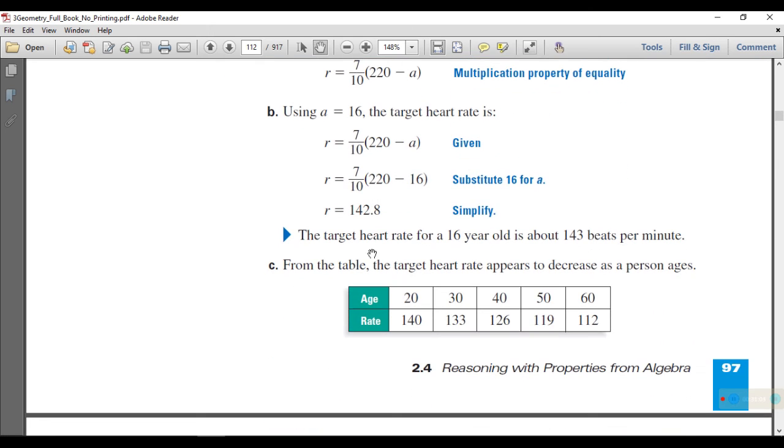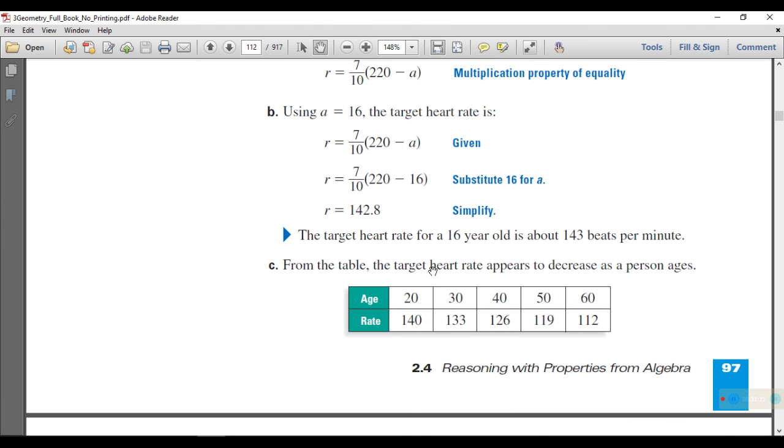Ayan. From the table of values, kapag 20 years old, 140 yung heartbeat. Pag 30, 133. Pag 40, 126, 119, and 112. And what can we conclude based on the table of values?